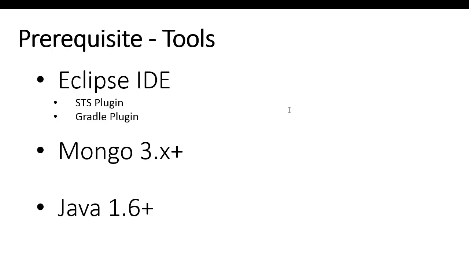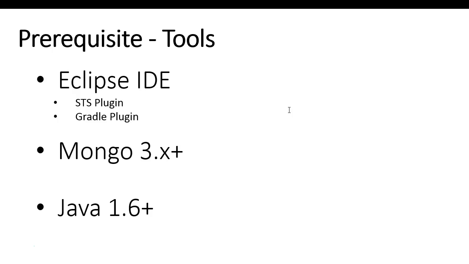So what do we need to get started? As far as tools are concerned, in this video tutorial I will be using Eclipse IDE with Spring Tool Suite plugin and Gradle plugin. These two plugins are handy while developing a Spring Boot application with various modules like Mongo itself. The version of Mongo we will be using is 3+, as it better supports geospatial search queries. Also, this can be developed on Java 1.6 and above.